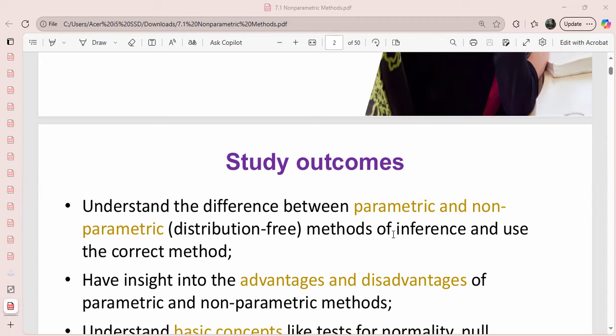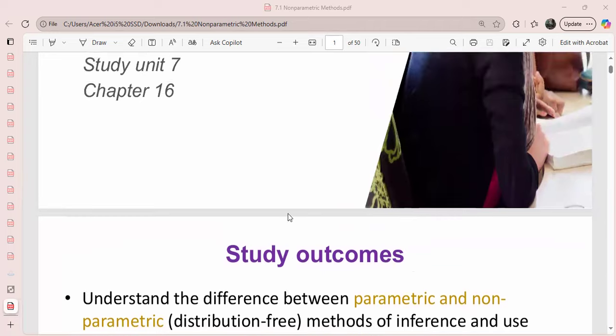I've received, let's check here. Yeah, a lot of messages from students who are doing STTN124. Yeah, and I saw that most students are having problems with this chapter. I think it's study unit 7, chapter 16. And please note that study unit 6 is already available on my YouTube channel, the one for contingency table.